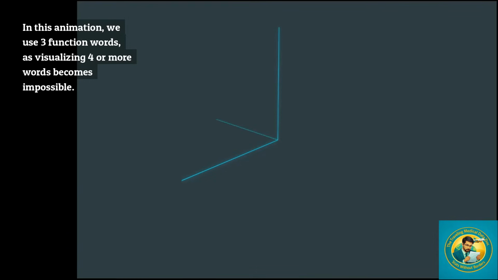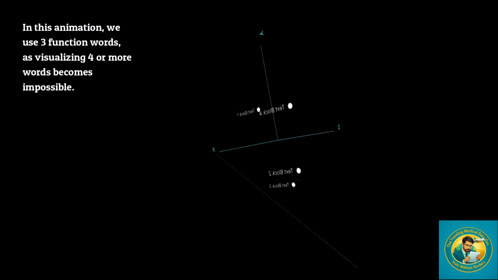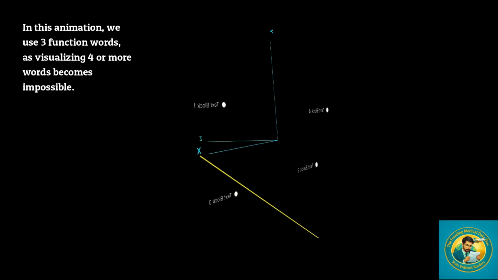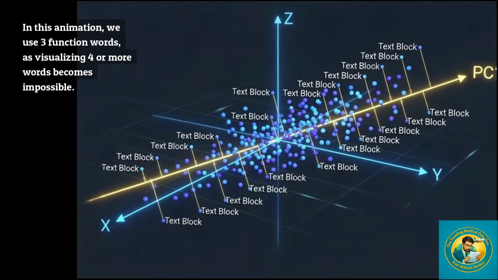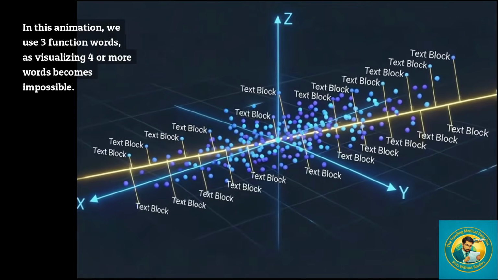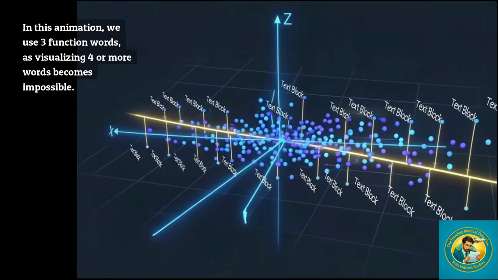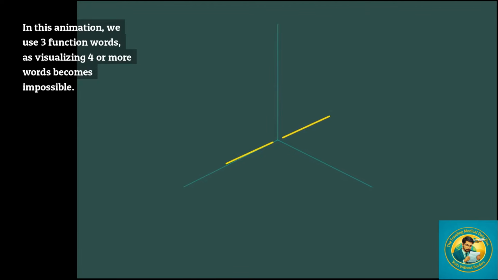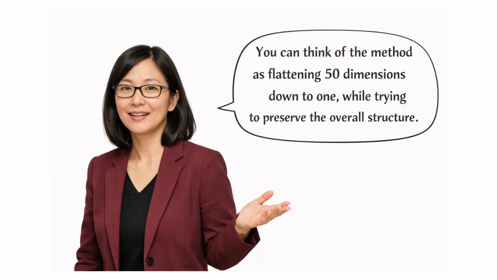To identify the first principal component, we seek the direction that captures the majority of the variance in the data. As the space rotates, we aim to minimize the sum of the squared perpendicular distances between each point and this new axis we call the first principal component, or PC1. You can see the perpendicular distances between the points and the yellow axis decreasing as the rotation aligns the data to its optimal orientation, revealing the primary structure. Finally, the first principal component is established, successfully reducing our 3D complexity to just 1D while preserving the most important information. You can think of the method as flattening 50 dimensions down to 1 while trying to preserve the overall structure.